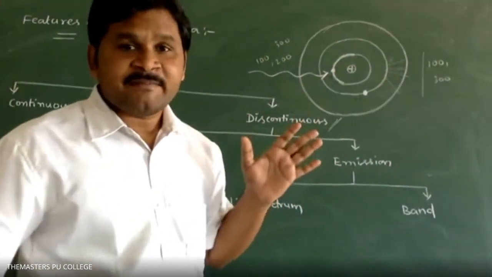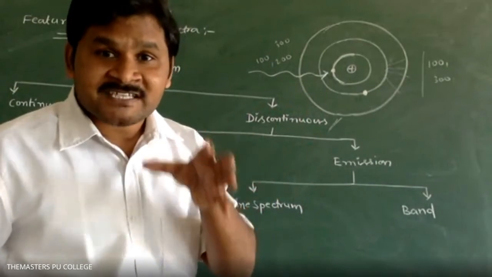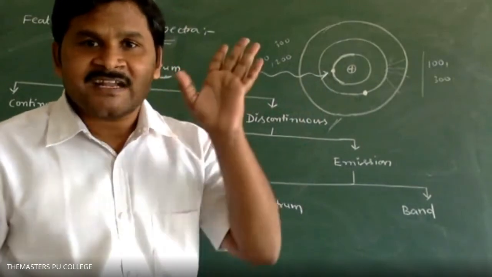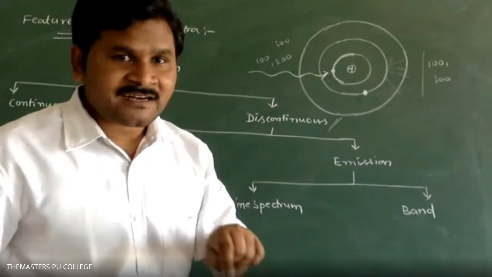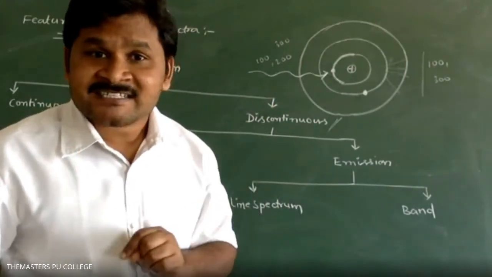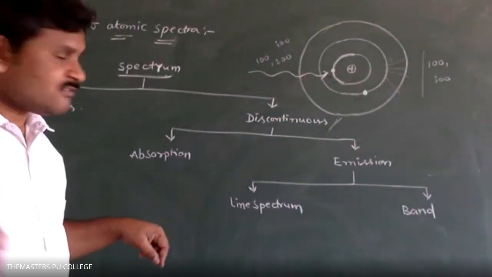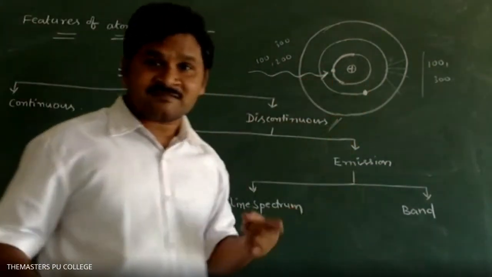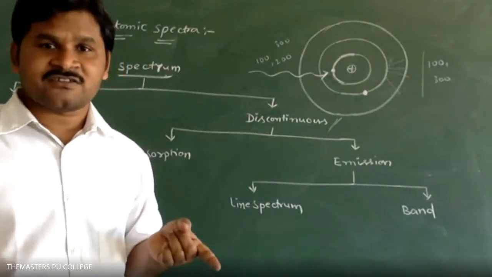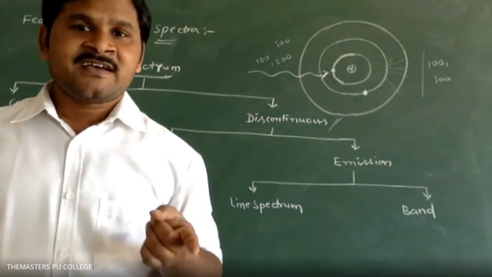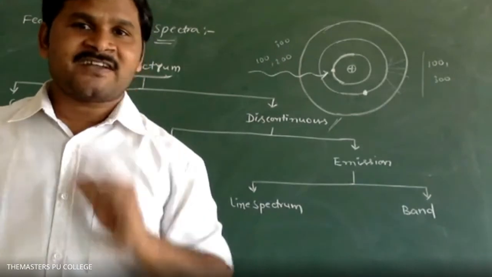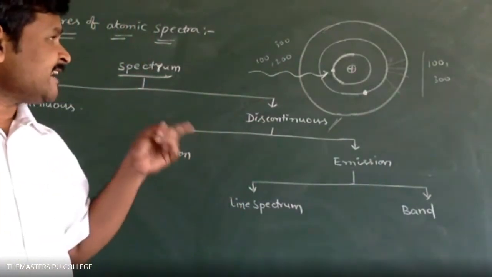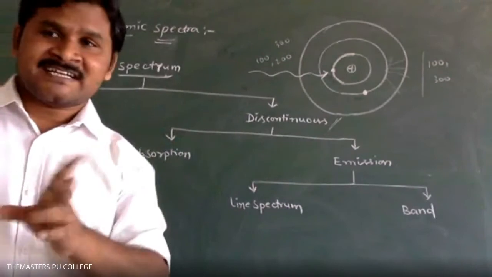So emission spectrum is the characteristic feature of de-excitation of the electron. Absorption spectrum is the characteristic feature of what? Excitation. Absorption means the electron goes from a lower level to a higher level, which means excitation only. So absorption spectrum is the characteristic feature of excitation of the electron, and emission spectrum is the characteristic feature of de-excitation of the electron.